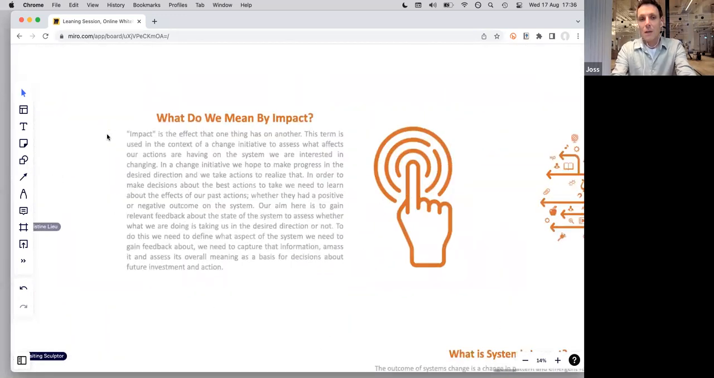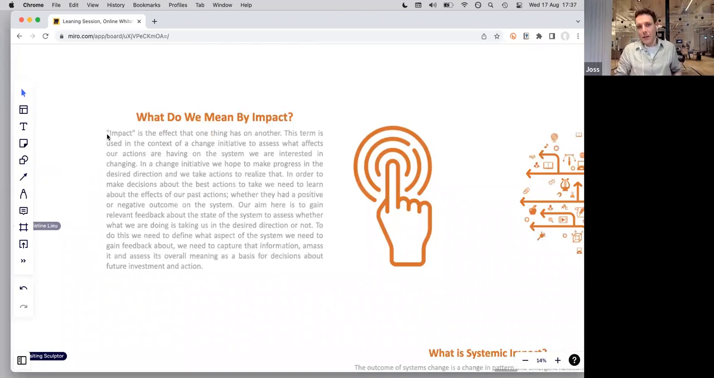So what do we mean by impact? Impact is the effect that one thing has on another. This term is used in the context of a change initiative to assess what effect our actions are having on the system we're interested in changing. In a change initiative, we hope to make progress in the desired direction, and we take actions to realize that. In order to make decisions about the best actions to take, we need to learn about the effects of our past actions. That's where it kind of leads to the question of investment, right? If we understand what's working, we can understand where to invest our resources and be strategic.